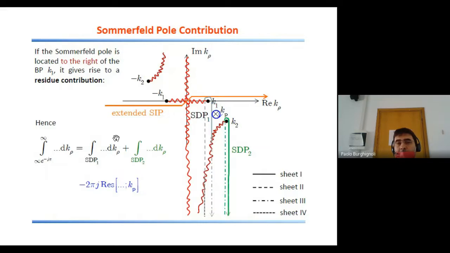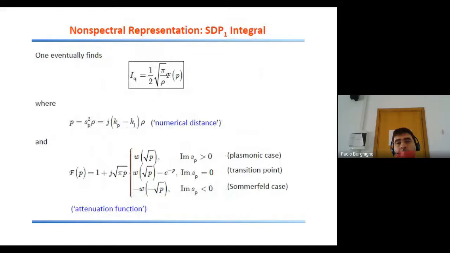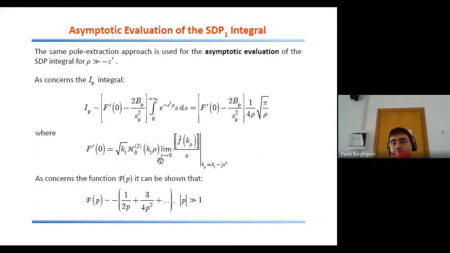So we have dealt only with the other two contributions, the steepest descent path number 1 and the residue at the Sommerfeld pole. We are close to the end of this story. We can finally asymptotically evaluate the saddle point, the steepest descent path integral, which is now in the form of the Watson integral, integral from 0 to plus infinity of an exponential. And the asymptotic evaluation leads to this kind of expression in which you can see the dependence on rho is like rho to minus 3 over 2. And all the factors here can be evaluated analytically. Those are just constants. Okay.